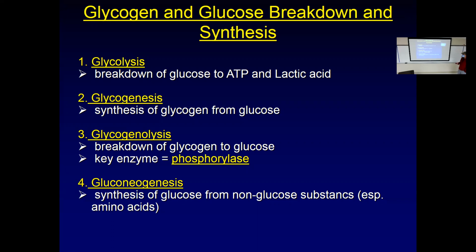Gluconeogenesis is the synthesis of glucose from non-glucose substances or substrates, particularly amino acids. This happens in the liver. Okay, so you can eat a bunch of protein and yet you can still manage to make some stored muscle glycogen, because some of that protein gets converted to glucose in the liver, gets back in the bloodstream, and goes out to your muscles. And so we can still continue to do some of this. Okay. Any questions about that, guys?